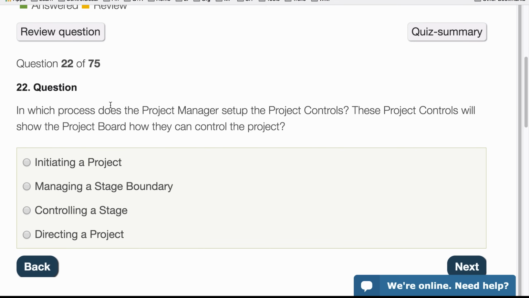Question 22. In which process does the project manager set up the project controls? So these project controls will show the project board how they control the project. So initiation sounds good because that's where they create the project initiation document, and project controls are part of this. Managing a stage boundary, no, it's done before that. Controlling a stage, no. Directing a project, no. The project manager does not work here. So it's initiating a project.